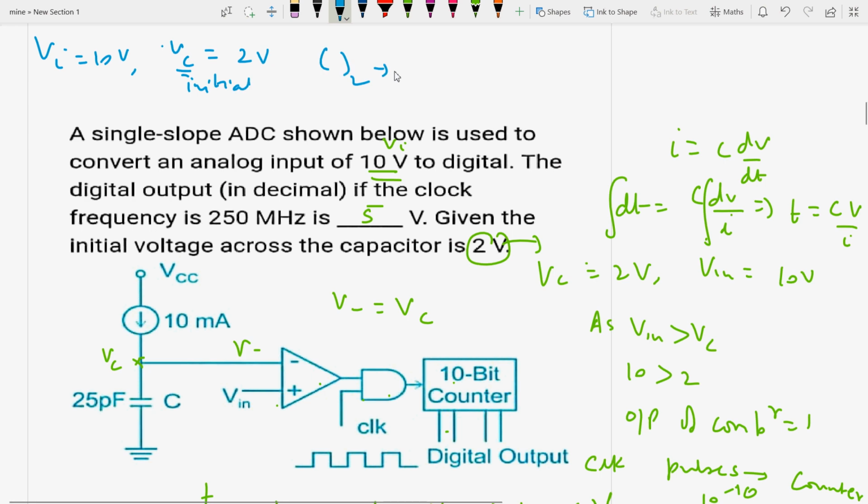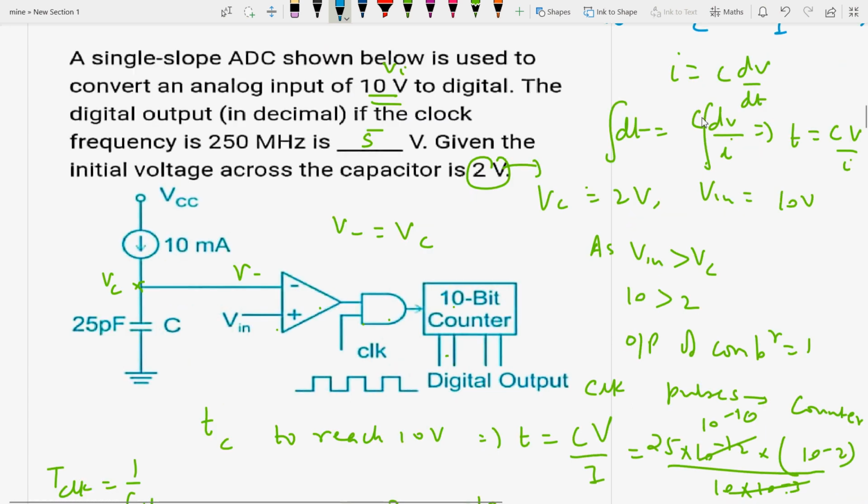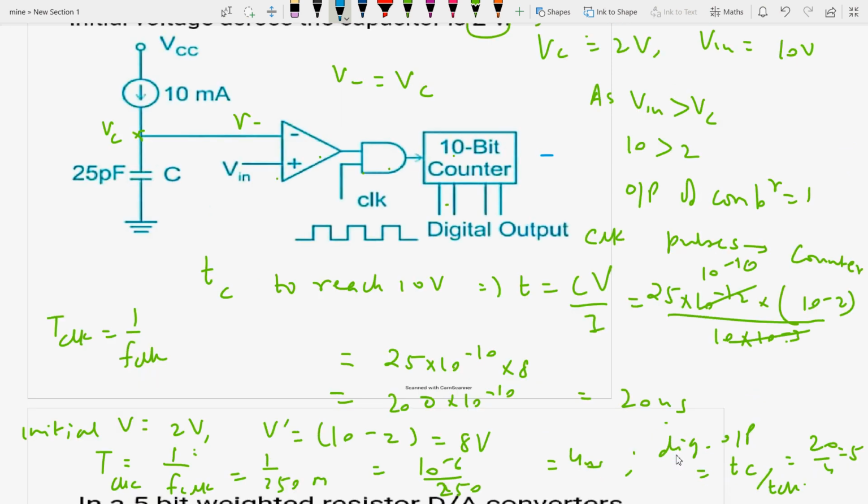For this, what you have to do, you know that I equal to C dV by dt, so you have to calculate the t of capacitor. So it will be C by I into V. Now this V will be equal to input voltage minus capacitor voltage, and this capacitor is around 225 picofarad. So you have calculated the time required by the capacitor, then you have to calculate the clock frequency. Then clock frequency is megahertz, and for the digital output you have to take the ratio of the time required by the capacitor to the time required by the clock, okay. So just 5.